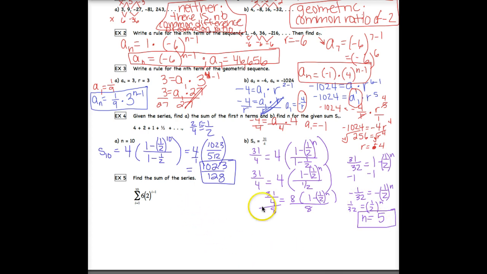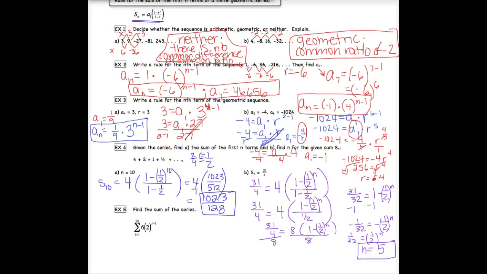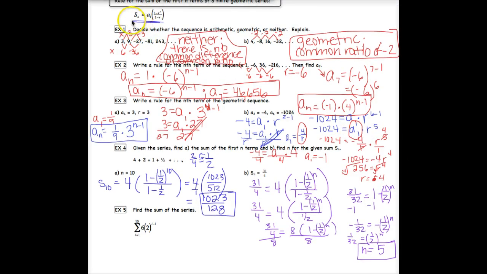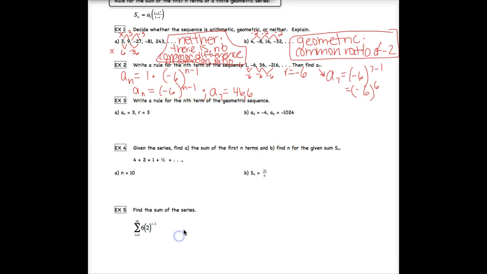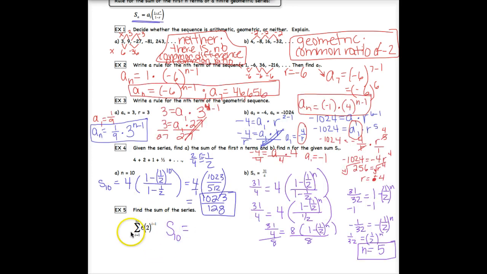All right, last one, example 5, find the sum of the series. So now we're finding the sum given summation notation. We can still use this same formula. So notice that the top here is 10, so I'm finding s sub 10 equals a sub 1, so the first term. Well, the first term, it says we're starting at i equals 1. So 6 times 2 to the 1 minus 1. 1 minus 1 is 0. 2 to the 0 is 1. 6 times 1 is 6. So a sub 1 is 6. So I can plug that in.